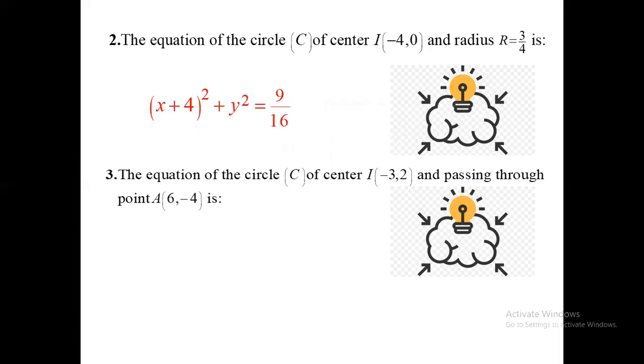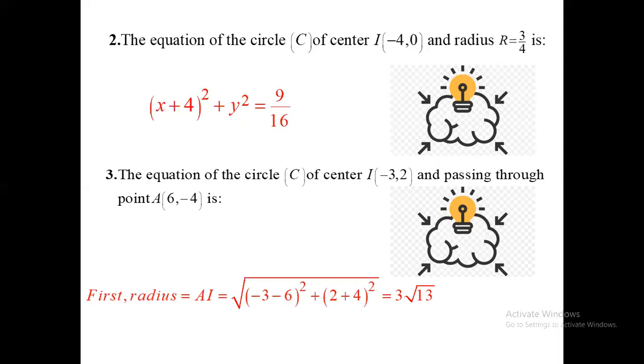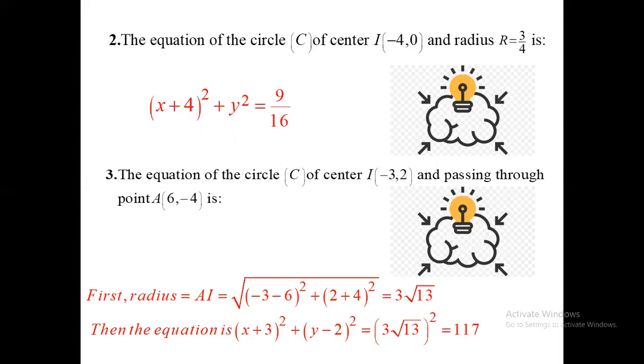For sure, since A is a point on the circle, then the distance from the center I to this point A is the radius. Consequently, we find the distance AI using the distance formula between 2 points, plugging in the value (x of I minus x of A) squared plus (y of I minus y of A) squared, square root of that, and that's 3√13. So now we know the center I(-3, 2), and we know the radius, 3√13. And consequently, the equation of the circle is (x + 3)² + (y - 2)² = 117.